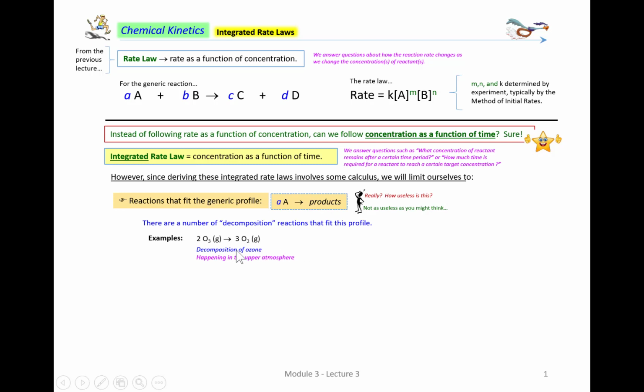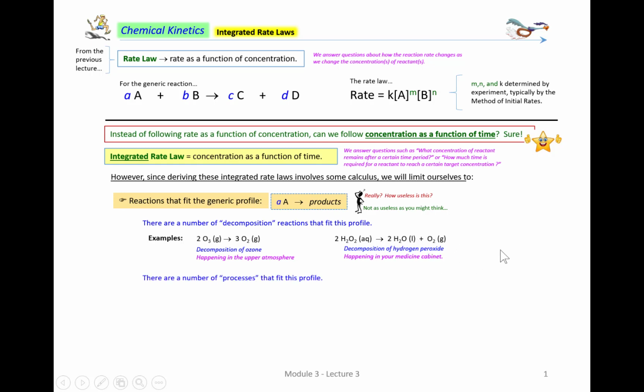One example would be the decomposition of ozone to oxygen that happens in the upper atmosphere. You can see you have one reactant going to some products. It fits this profile, A going to products. Here's another example. Hydrogen peroxide, which you probably have in your medicine cabinet, an aqueous solution of hydrogen peroxide, tends to decompose over time to water and oxygen. Again, this reaction fits the profile of a reactant going to a set of products.